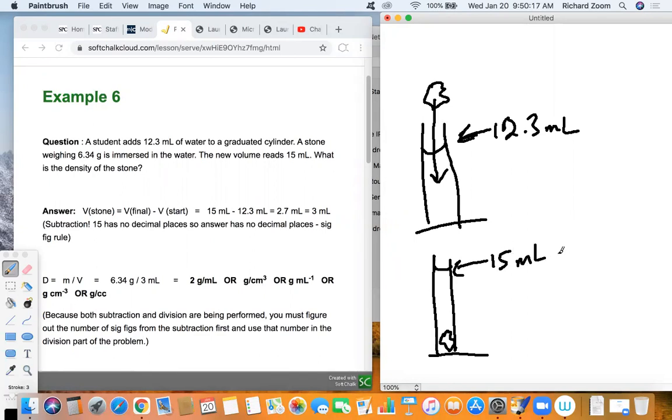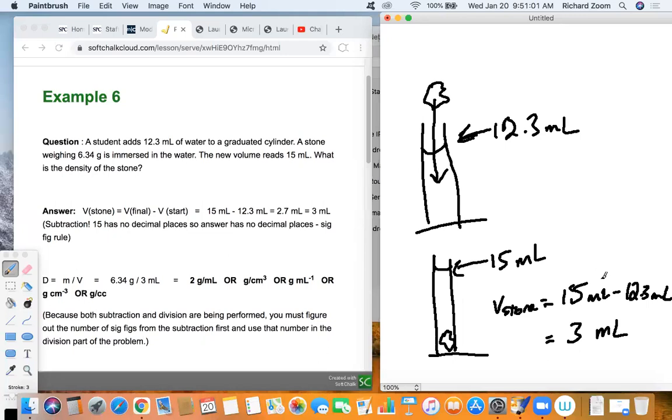Now, don't ask me why this is, but for some reason, this particular graduated cylinder seems a bit faulty. It looks like it can be measured to 1 decimal place in one part, but no decimal places on the other part. So one part of it's more accurate than the other. This affects the accuracy of the volume that we're going to get. Now, the volume of the stone is pretty obvious. So the volume of the stone is going to be 15 mLs minus 12.3 mLs, which comes out to be 3 mLs.